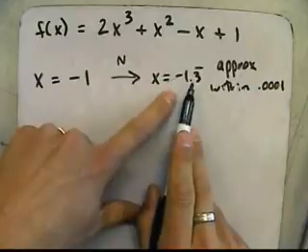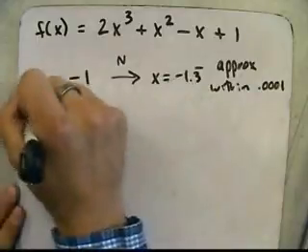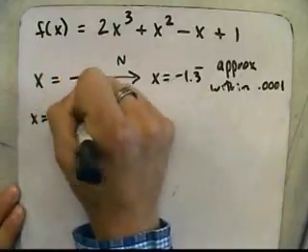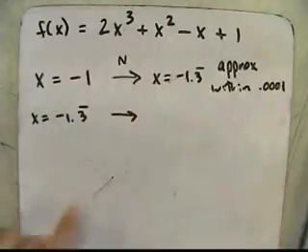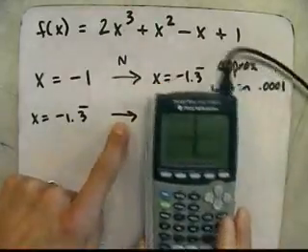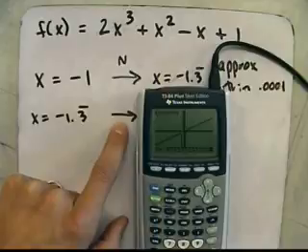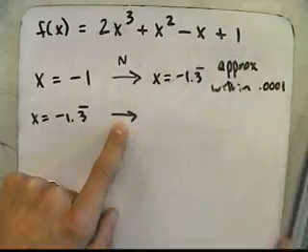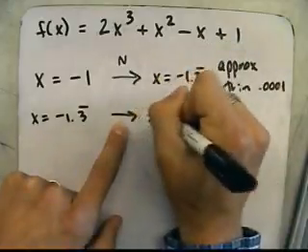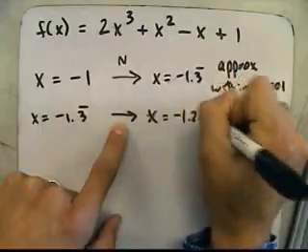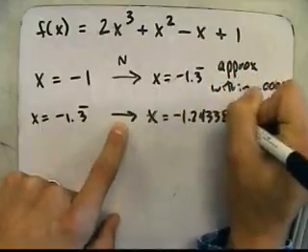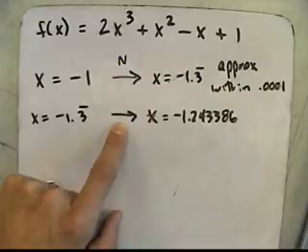Now, this is my new guess. So I'm going to bring this down here. Now I'm going to go x equals -1.3 repeating, and plug it into Newton and see what I get. So I'm going to plug in -1.3 repeating. So I get x equals -1.243386.